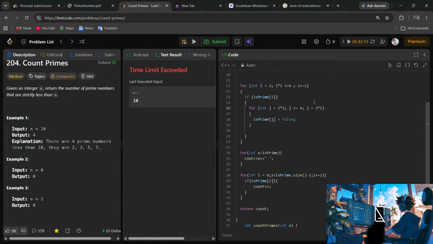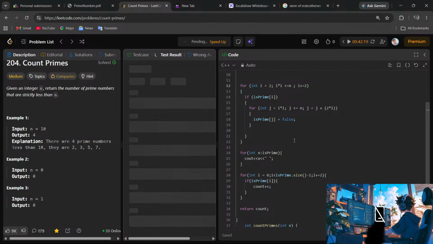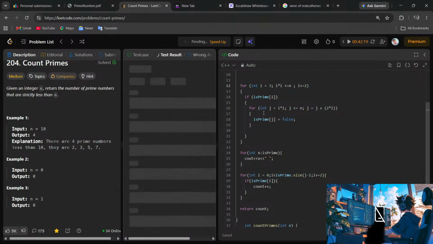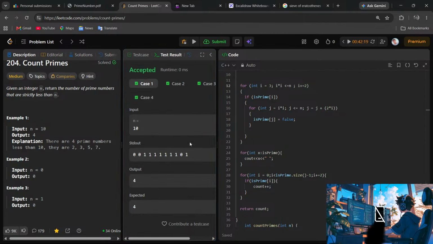It will give me TLE because I have to add J also here, because I want to convert this into 3, or I have to start it from 3. Okay, I will try it from 2, but this is wrong because this will give me 2. And this is 2, 3, 4, 5, 6, and 7. 6 is not a prime number. 6 is not a prime. Have we started from 3? Yeah, this has been accepted.